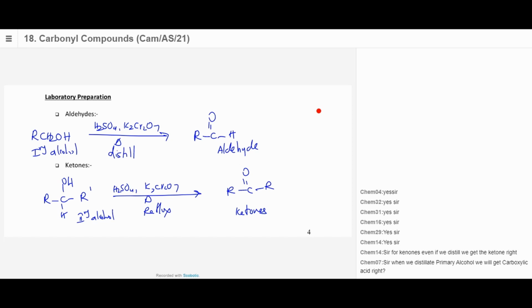When you distill the primary alcohols, you get the aldehyde. If you reflux, you get the carboxylic acid. So the aldehyde is a product we discussed last week on the alcohols. Aldehyde is produced as a result of partial oxidation of the primary alcohols. How do you oxidize partially? You add the oxidizing agent, acidified with sulfuric acid, and you heat and distill. You don't reflux it. If you reflux, you get the corresponding carboxylic acid.